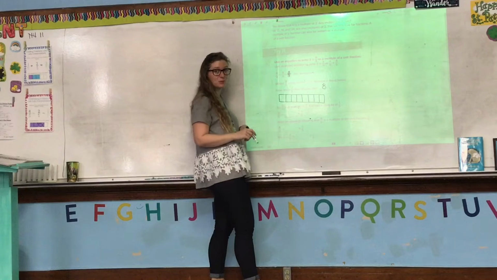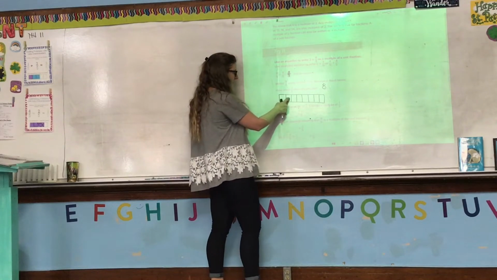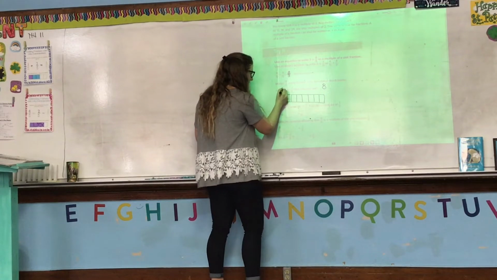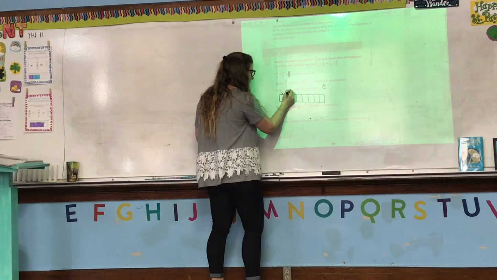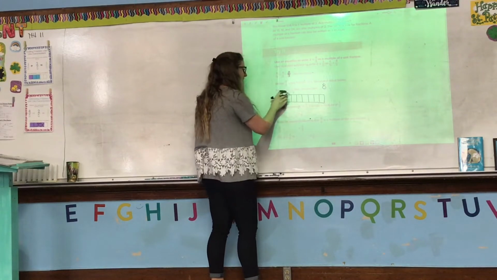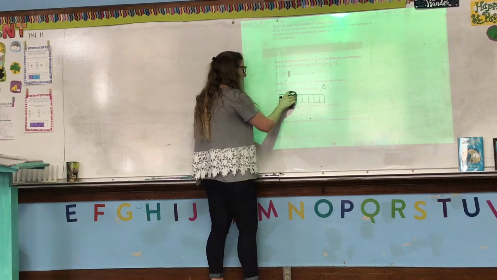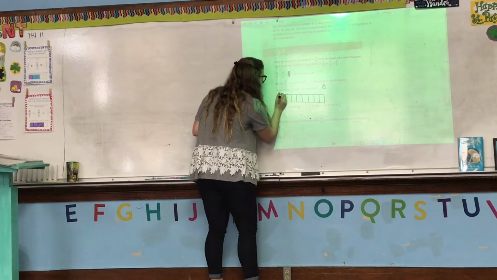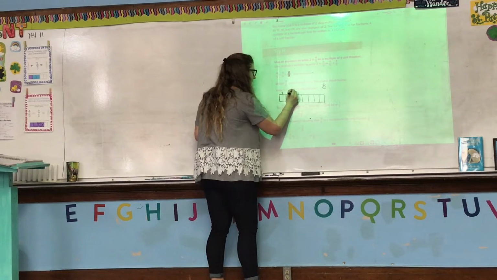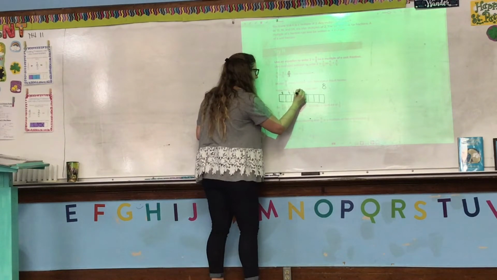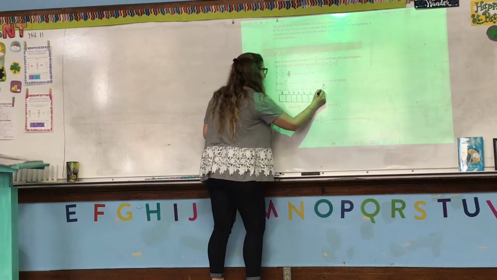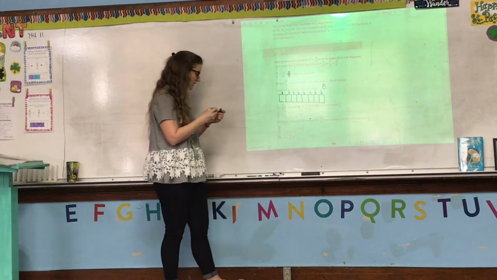I always count afterwards to make sure I have the right amount. 1, 2, 3, 4, 5, 6, 7, 8. I will label them 1/8, 1/8. Oops, I'm sorry, I just said 1/8, but it is not 1/8. It is 1/5, 1/5, 1/5, 1/5, 1/5, 1/5, 1/5, and 1/5.